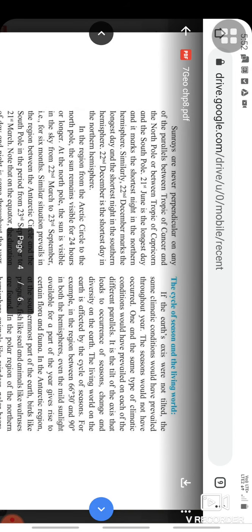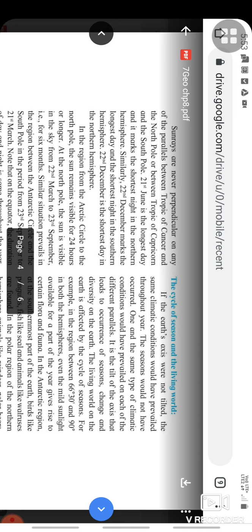The cycle of seasons and the living world. If the Earth's axis were not tilted, the same climatic conditions would have prevailed throughout the year and the seasons would not have occurred. One and the same type of climatic conditions would have prevailed on each of the different parallels. It is the tilt of the axis that leads to the occurrence of seasons, change and diversity on the earth.